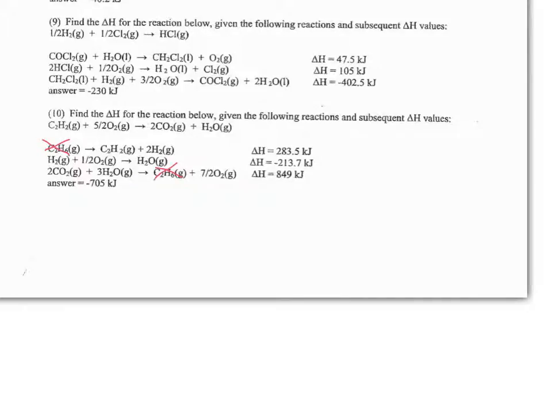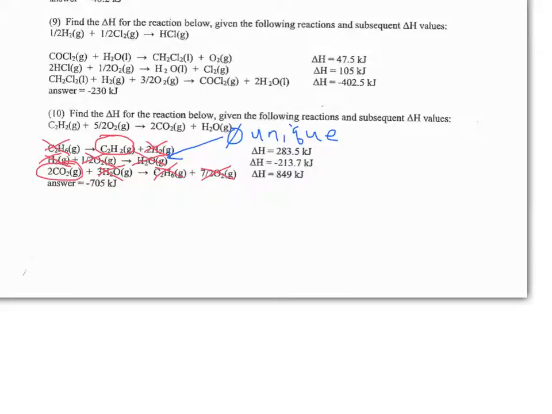C2H6, there's a C2H6 there, C2H2, that looks unique. H2, there's an H2 there, so that's not unique. O2, there's an O2, there's water, water. So it looks like there's something unique in equation 1 and equation 3. But equation 2, that one right there, there is nothing unique.